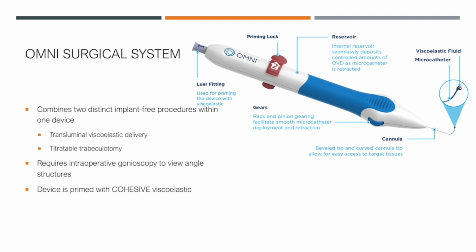The device is typically primed with a cohesive viscoelastic such as Healon, and the viscoelastic is placed in number 1, which is the luer fitting at the end of the device. The priming lock number 2 is then removed and the device is handed over to the surgeon. As you can see, it has a great ergonomic design with gears that allow the microcatheter to retract forward and backward in and out of Schlemm's canal with ease and precision.